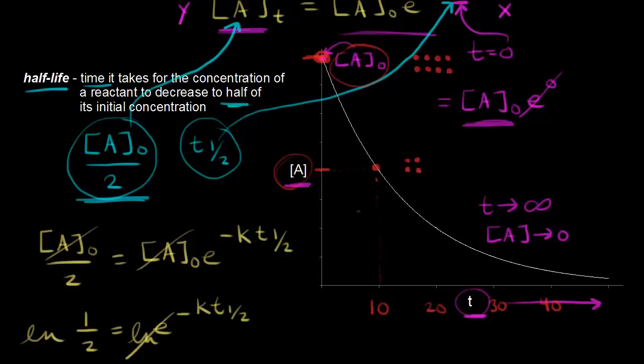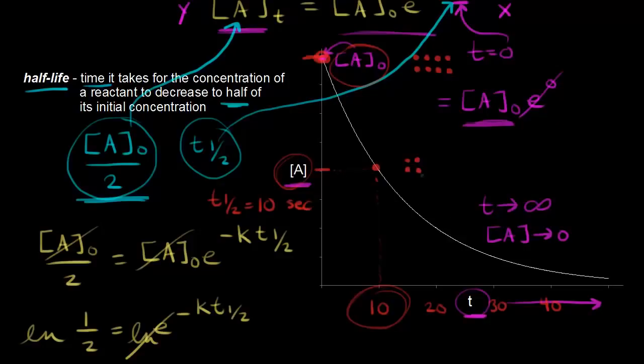So we can see that it took 10 seconds for us to decrease the concentration of our reactant by half. And so the first half-life is 10 seconds. So let me write that in here. So T1/2 is equal to 10 seconds. Again, a made-up reaction just to think about the idea of half-life.